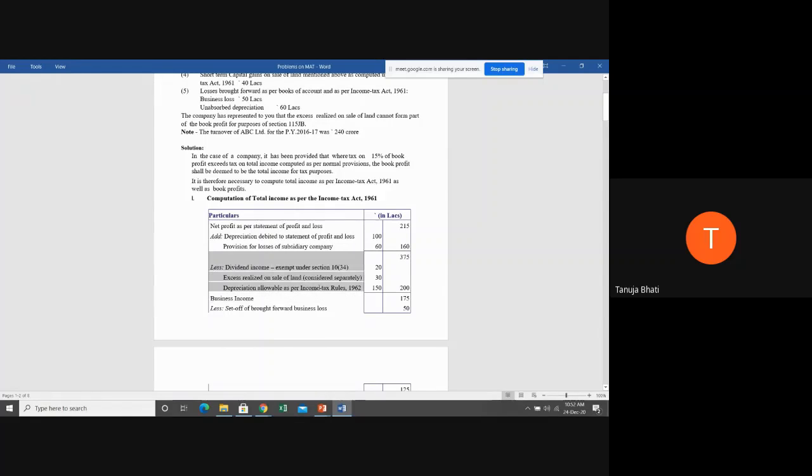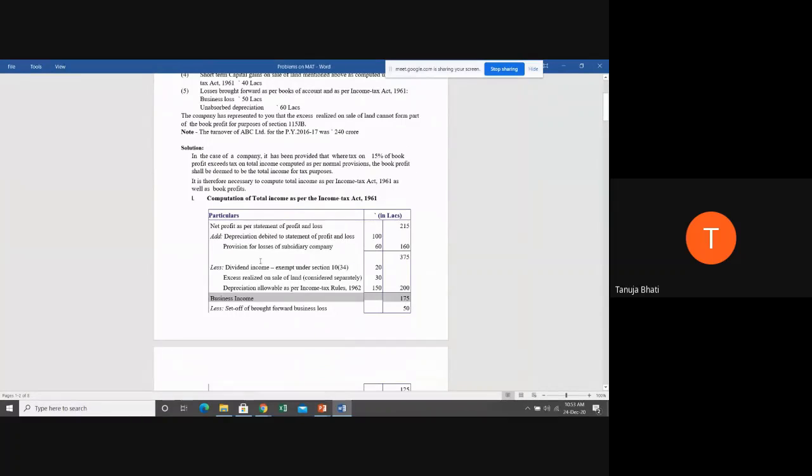Next, you less those incomes that are to be considered under other head, not under this particular business head. So dividend income, it is exempt income. So you have to exclude it, 20. So you're minusing it. Excess realized on sale of land, it is to be considered separately, students. So 30. And depreciation allowable as per Income Tax Act, it is an allowable expense. Therefore, you have to deduct it from the net profit. So 120. So what is your business income, students? Your business income will be 175.